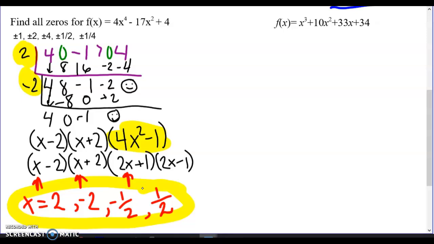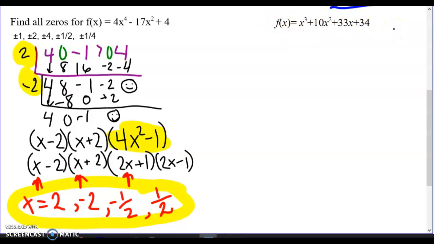Now, are those rational zeros? Any of them irrational? Well, think back, rational means ratio, and so all of those numbers are ratios, so they all can be rational. I would like you to try one more on your own. Come on over here. Try this one.